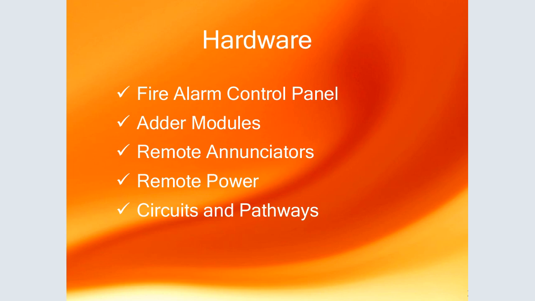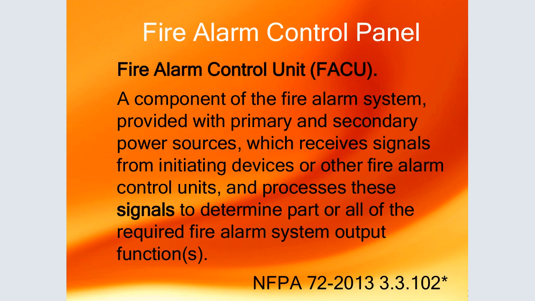And the hardware. Now the hardware here, we have the fire alarm control panel. We have the other modules. We have the remote annunciators. We have the remote power circuits and pathways. And we have the alarm control panel. So the alarm control panel here is the alarm control panel unit. This is a component of the fire alarm system that provides the primary and secondary power sources.